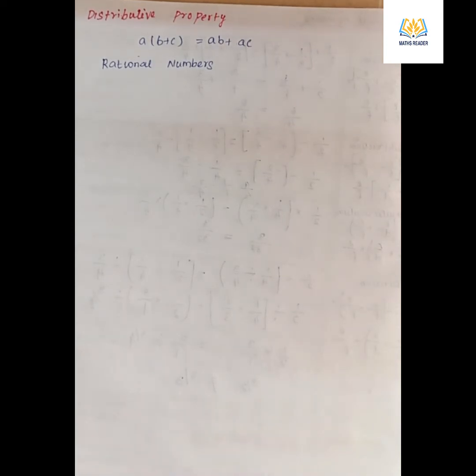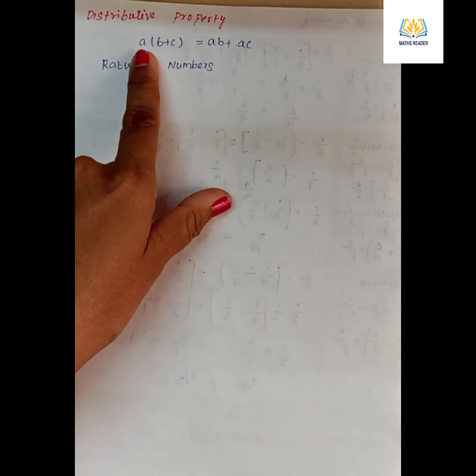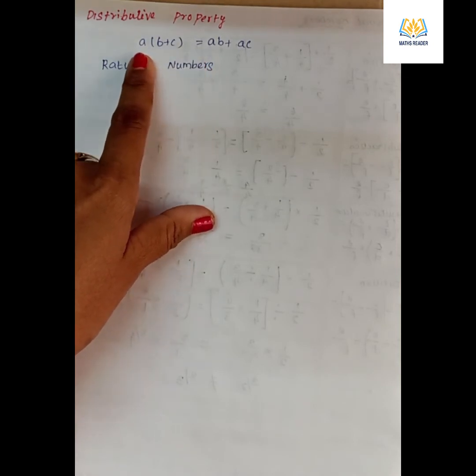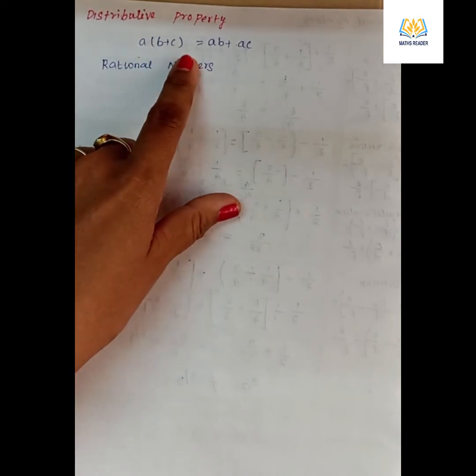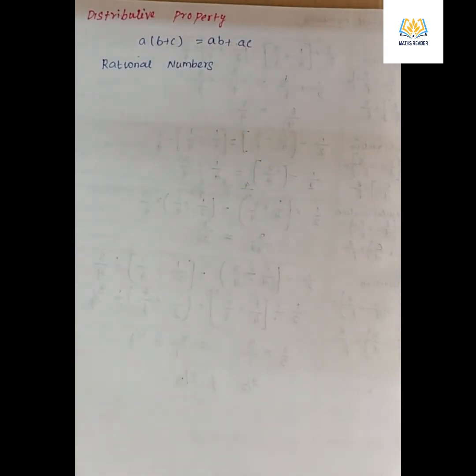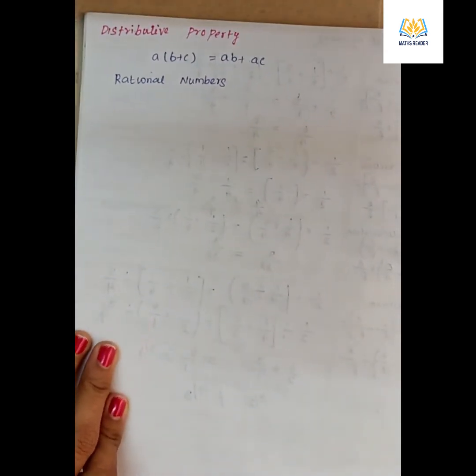Next we will see the distributive property. Distributive property is nothing but when we multiply a factor with two terms which are inside the bracket, we need to multiply this factor with each of these two terms. So a is a factor, we need to multiply this a factor with the terms inside the bracket. a into (b plus c) is equal to ab plus ac. Next we will see the example. We will check the distributive property for rational numbers.